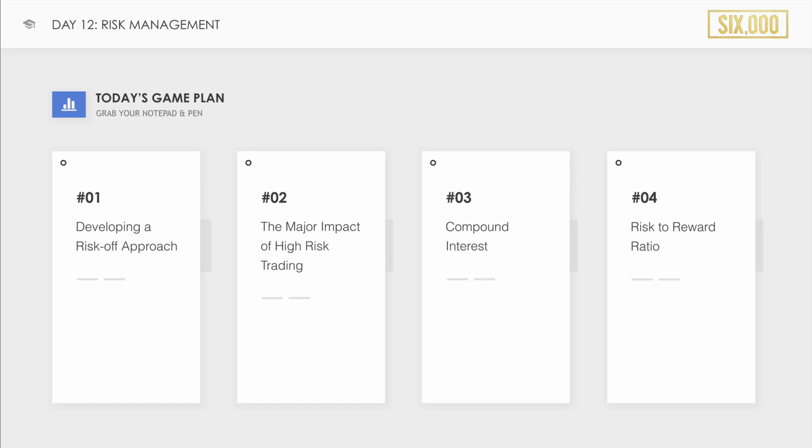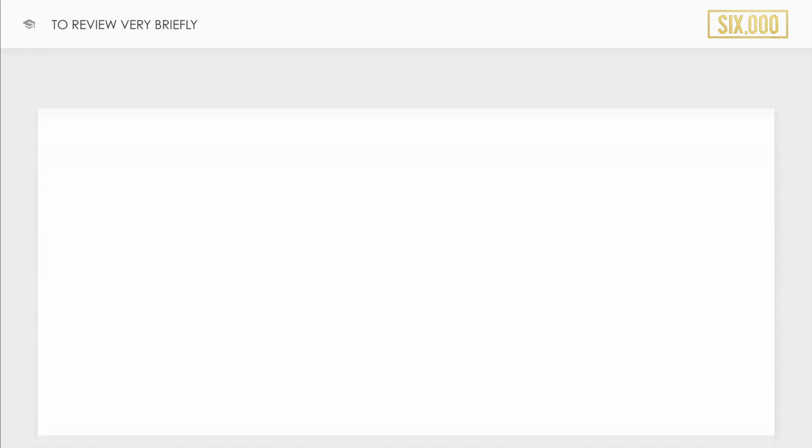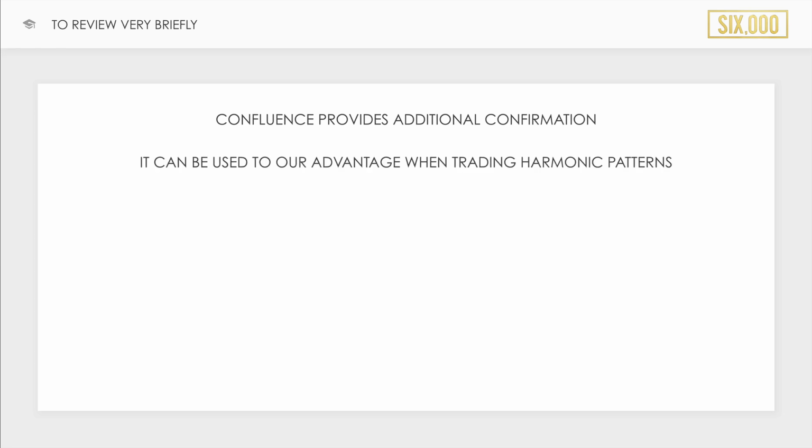So a very packed module. It's extremely exciting. This is fundamental to your trading success. Risk management and trading psychology, which is day 13, are very, very important modules. Now in yesterday's module, which was day 11, confluence, we learned that confluence provides additional confirmation, and it can be used to an advantage when trading harmonic patterns.